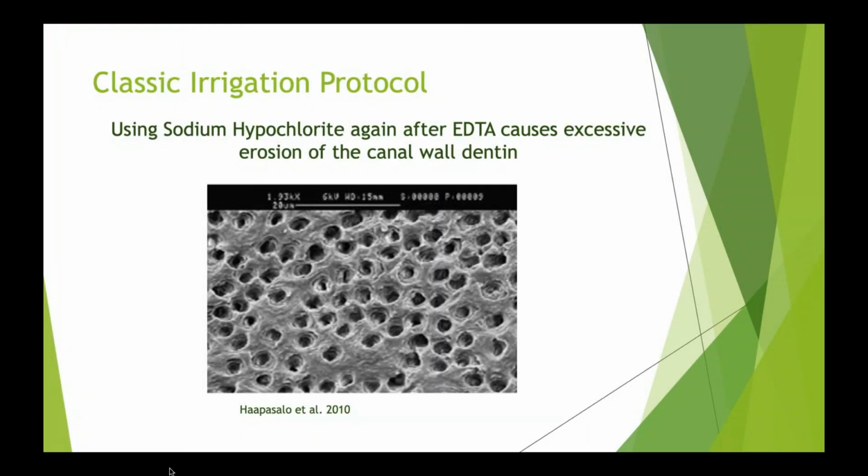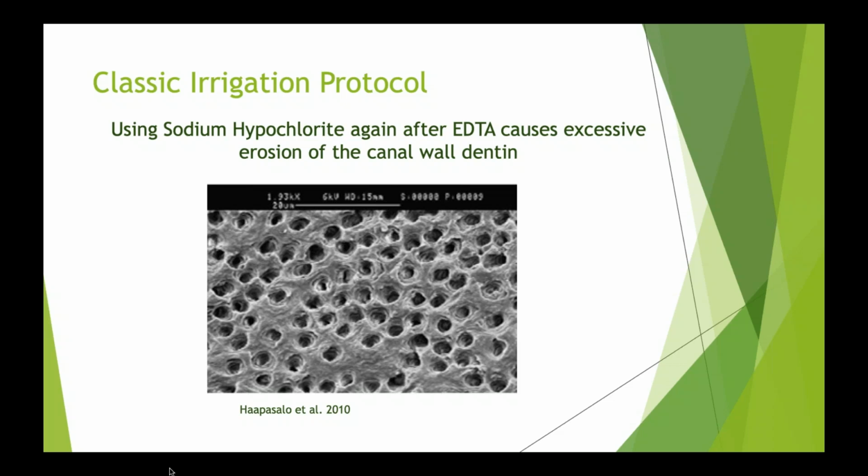Well, I kind of have to advise against that, because if you look at Marcus's same study from 2010, he showed that if you went back in with bleach after you used your EDTA, you're going to cause an excessive erosion of the canal wall. Well, what does that really mean? Is that a potential of weakening the root? It's a potential. How do we really prove it? All we can do is prove it on the microscopic level.